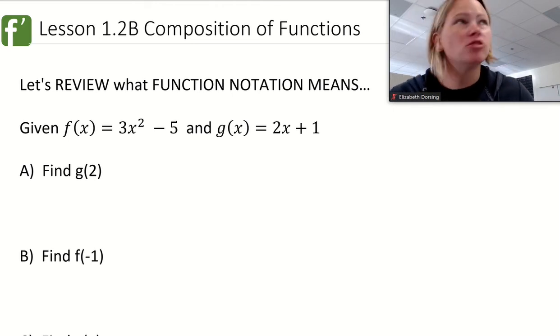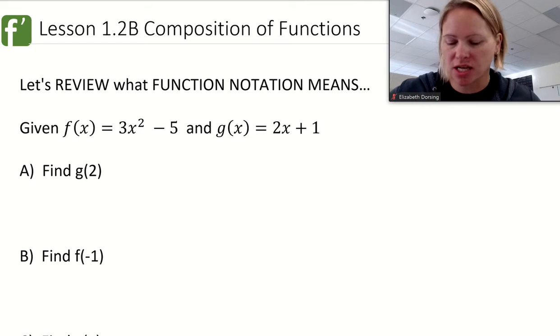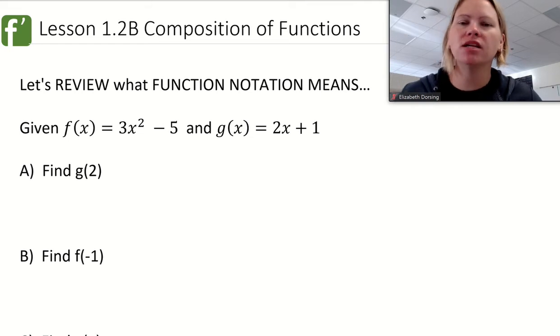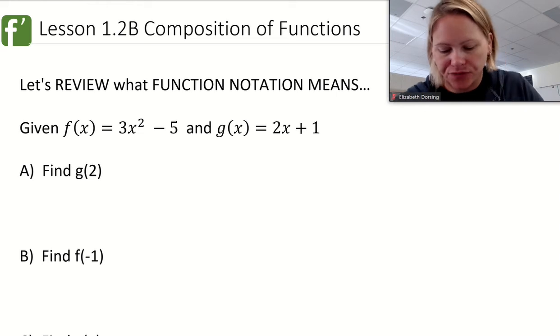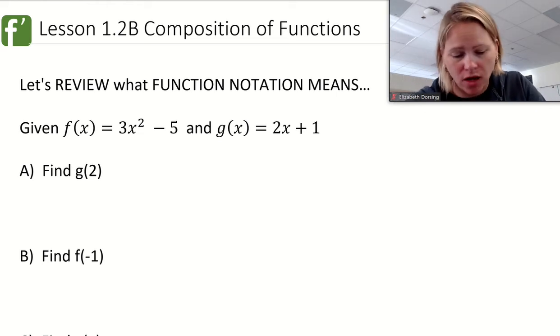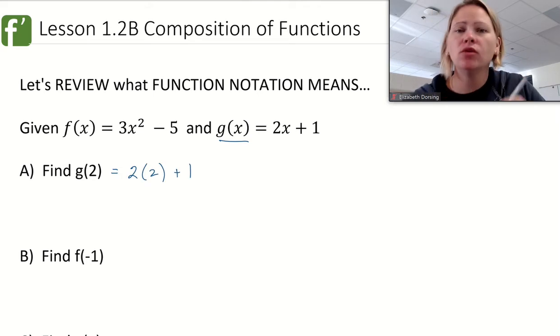So in your basic algebra class, you probably saw function notation, and you probably understand that when you see something like f of 2, it just means take that 2 and plug it in for the variable in the problem. So let's try problem A here. It says find g of 2. Well, that means I'm going to use the g of x equation, and I'm going to take 2 and plug it in. So 2 times 2 plus 1. I'm replacing the variable with 2.